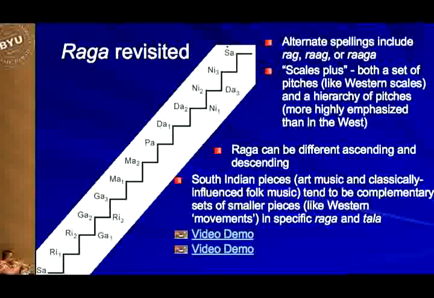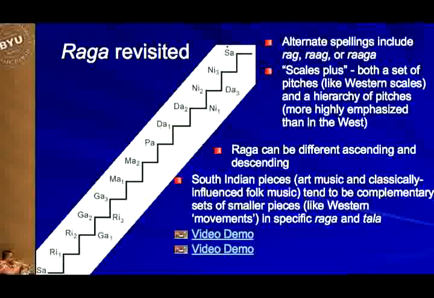And once again, I described it as scales plus. It's both a set of pitches, like Western scales, and a hierarchy of pitches, which some more highly emphasize than in the West. And the other distinction is that raga can be different, ascending and descending. The only thing we have in the West that's remotely similar to that is something we call a melodic minor scale, which some of you students might be familiar with, where there's a certain set of notes in the upper part in the ascending, sol, la, ti, do, and on the descending part it turns into do, te, le, sol. And so you have those kinds of things happening in the raga system.